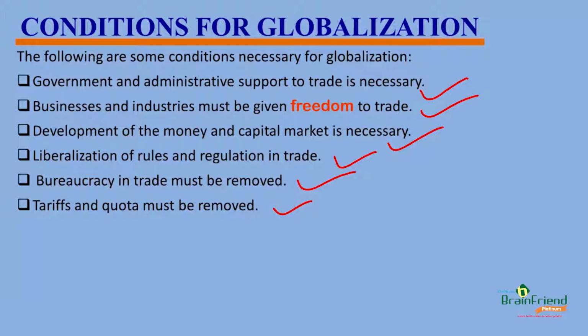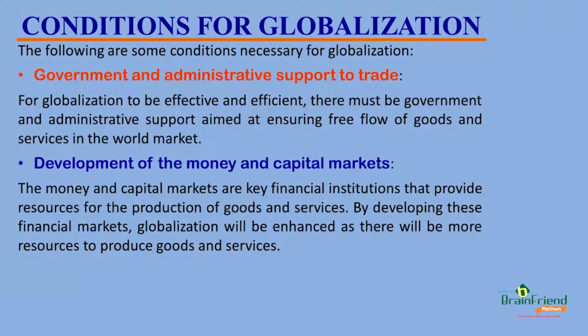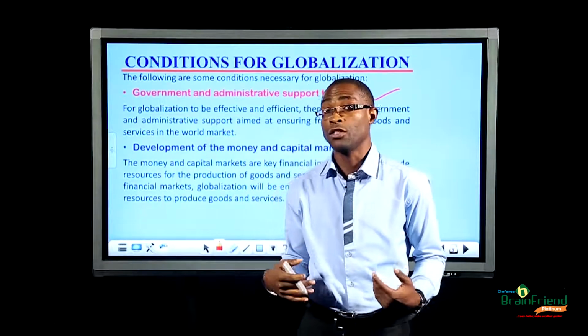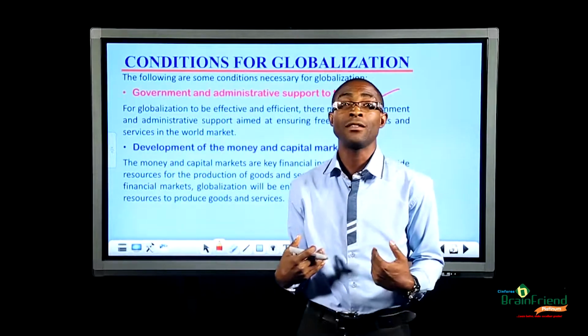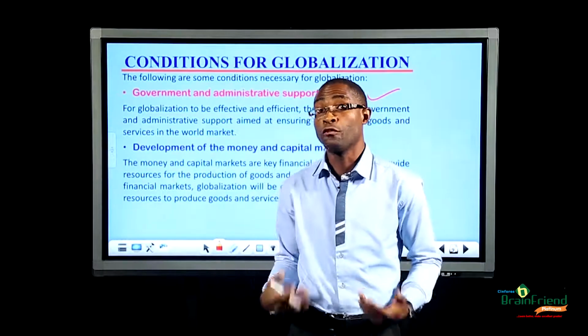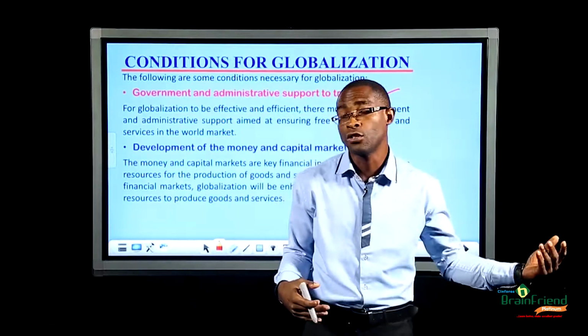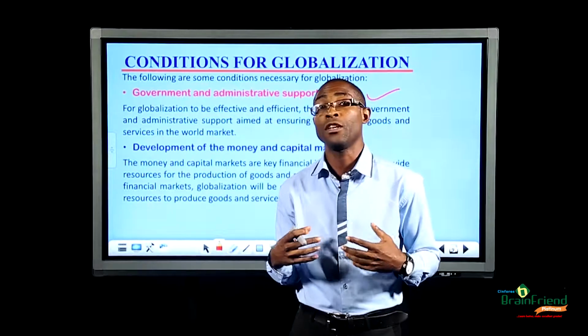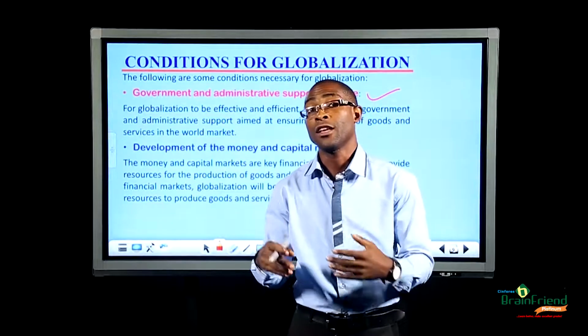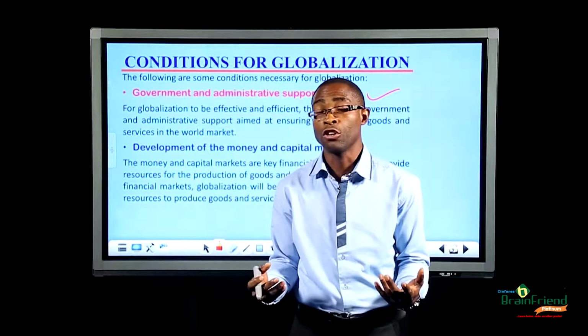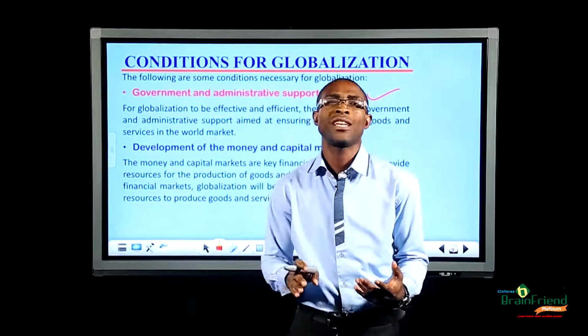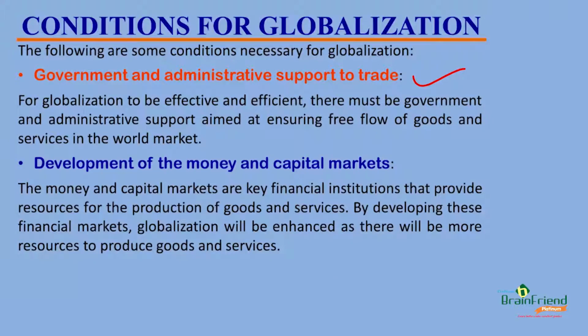Now, let's look at what the first condition talks about. Now, government and administrative support to trade. Now, for trade to be effective, we should have government and administrative support. We shouldn't have a government that stands as a barrier to free trade. That means if there are investors who feel that Nigeria is a place where they could bring their goods and services, sell them, and generate income, the government of Nigeria shouldn't stand as a barrier to such trade, knowing fully well that it will be beneficial to her citizens.